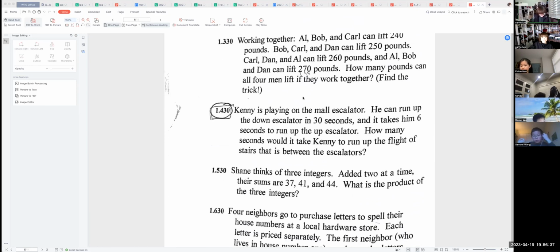Kenny is playing on the mall escalator. What is mall escalator? 就是这个自动扶梯, okay? He can run up the down escalator in 30 seconds. 什么意思啊？就是这个自动扶梯往下的，它往上走30秒走完。这个题目有没有让大家想到什么？刚我们 definition 在我们那个例题里面是什么？是不是有一个人逆水走？是不是就跟这个一样？对不对？ And it takes him 6 seconds to run up on the up escalator. 为什么一下只要6秒了？因为这个 escalator 往上，它也往上呀，对不对？How many seconds would it take Kenny to run up the flights of the stairs that is between the escalator?